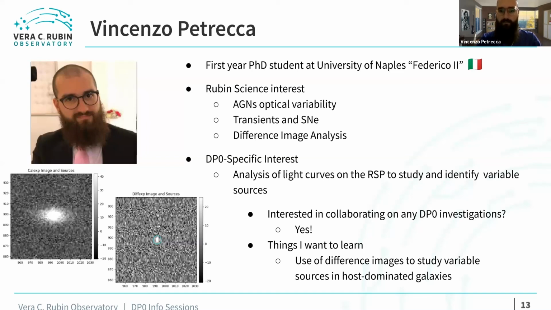And the thing I want to learn while waiting for DP0.2 is the use of difference images to study variable sources in host-dominated galaxies. Great, thank you very much.